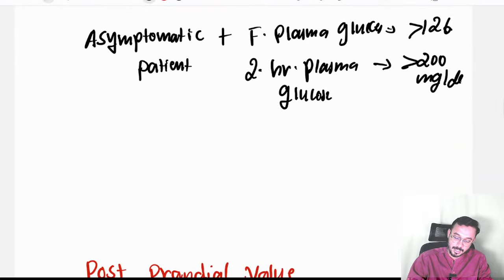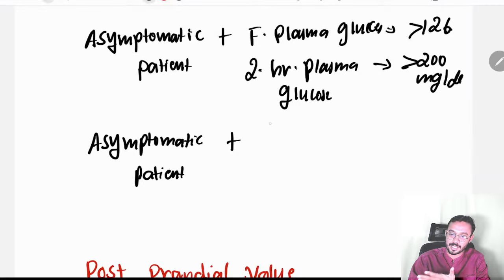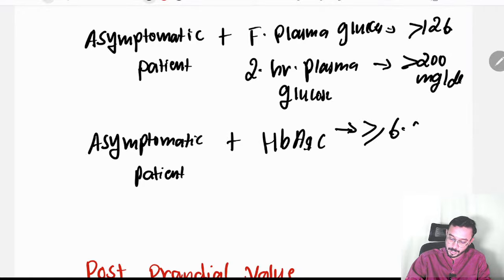And next, an asymptomatic patient came to the hospital and he had everything like sweets and all. You cannot check the 2-hour plasma glucose in this case, right? That will definitely affect the sugar value. You are going to do the HbA1c value. I already taught you the criteria for diabetes, it is greater than 6.5.